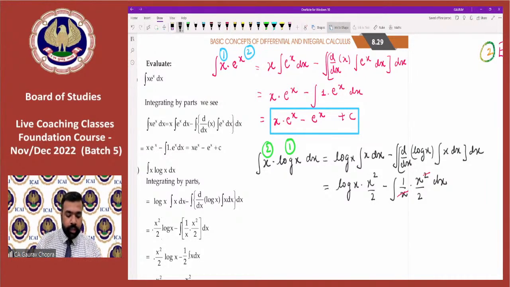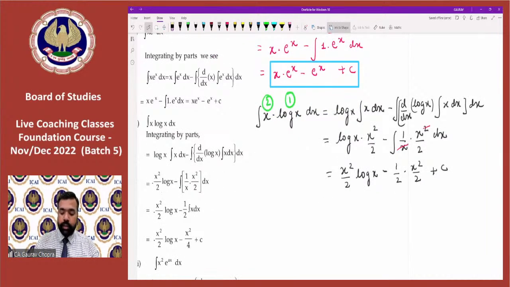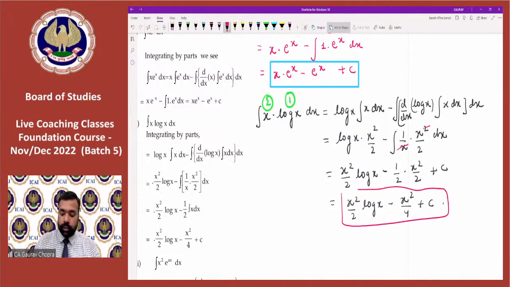So let us simplify some more. It will become x square by 2 log of x minus half. Now integration of x is x square upon 2 and at last plus c. So the final result is x square by 2 log x minus x square upon 4 plus c. So this is the final result.